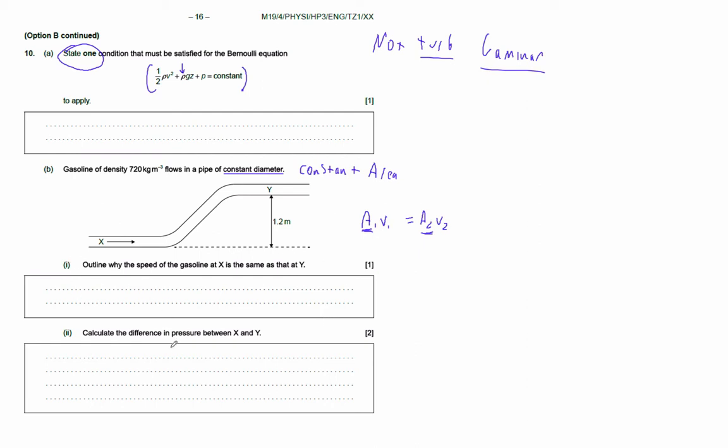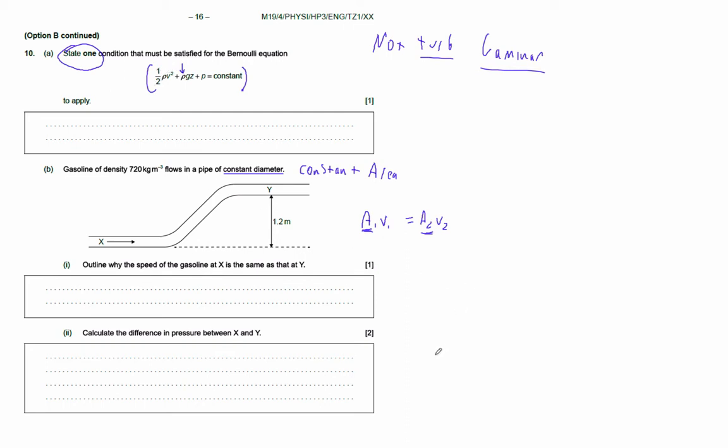Okay, so it's an outline. You only have that much space, so I don't know how much of an argument you want to make. And then it says calculate the pressure difference between x and y. Well, take a look at this expression here. The v isn't going to change.